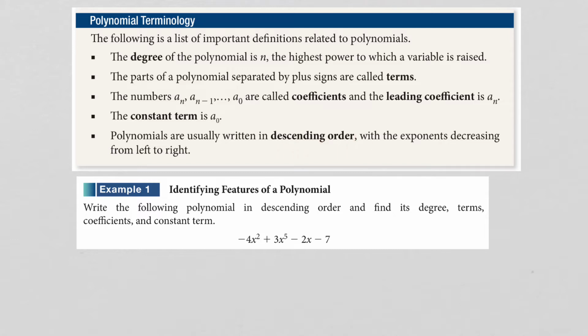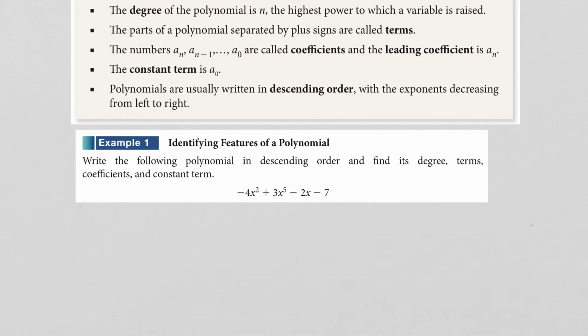And what that means is, as we move from left to right, we go from the highest power of x down to the lowest power of x. So as an example here, we want to write the following polynomial in descending order, find its degree, its terms, its coefficients, and the constant term.